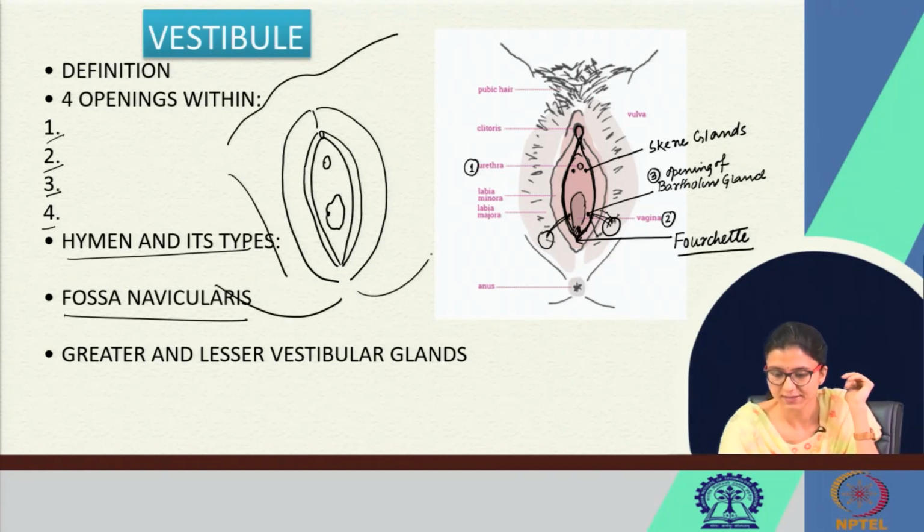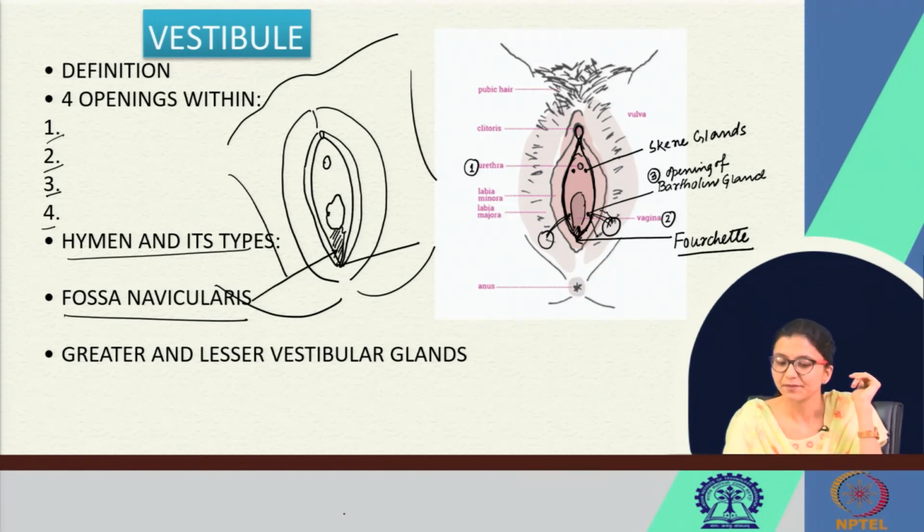I hope you understand. Now, this part, the space between the posterior, this is the fourchette, this part is the fossa navicularis. This can be appreciated at childbirth when the os is fully dilated and it is the second stage of labor. This fossa navicularis part can be well appreciated.